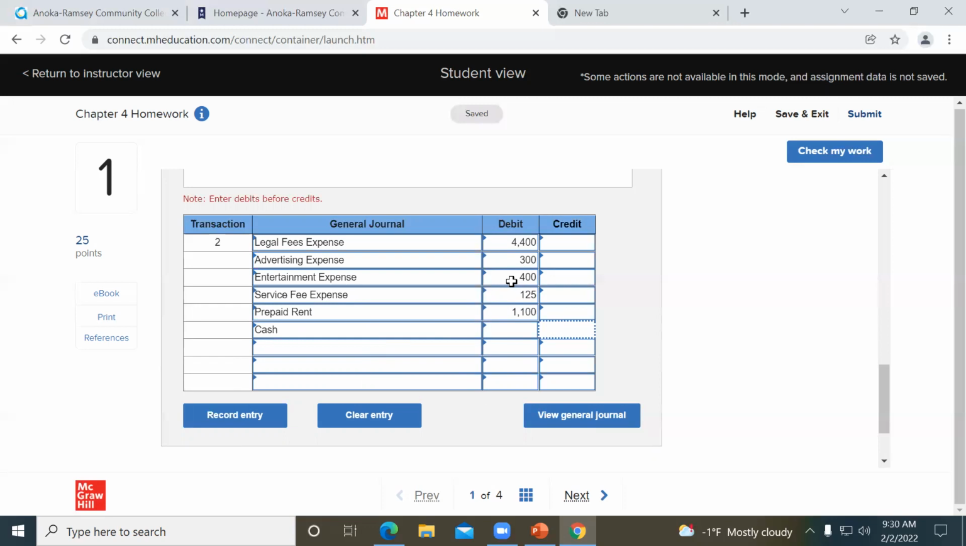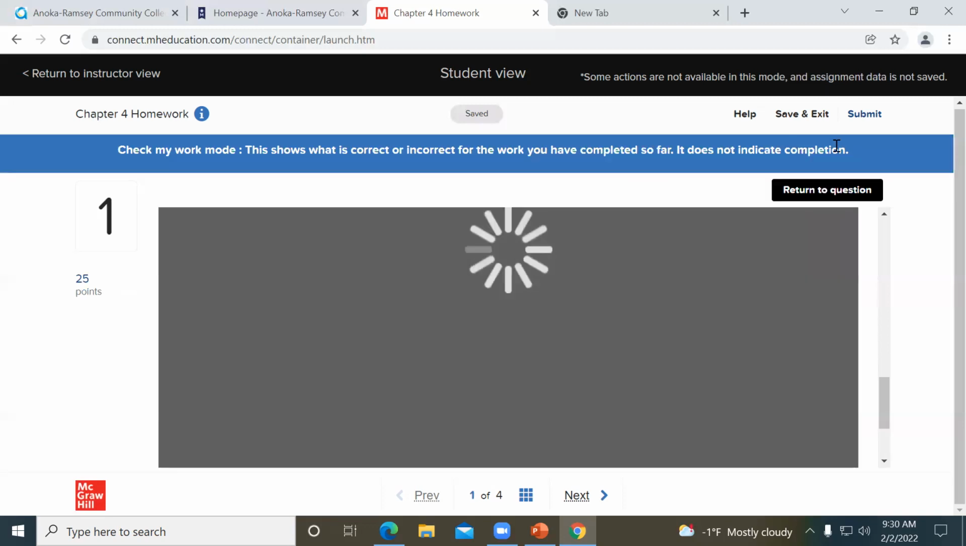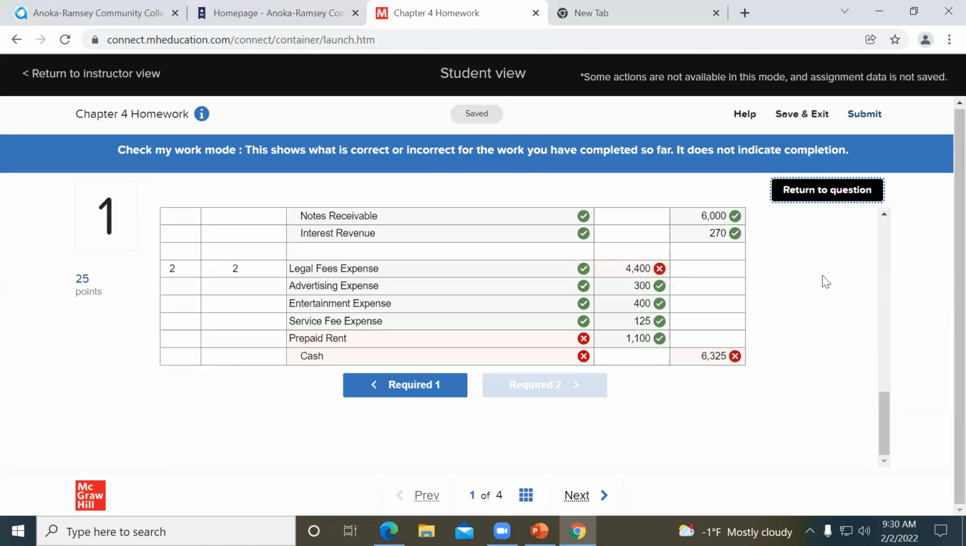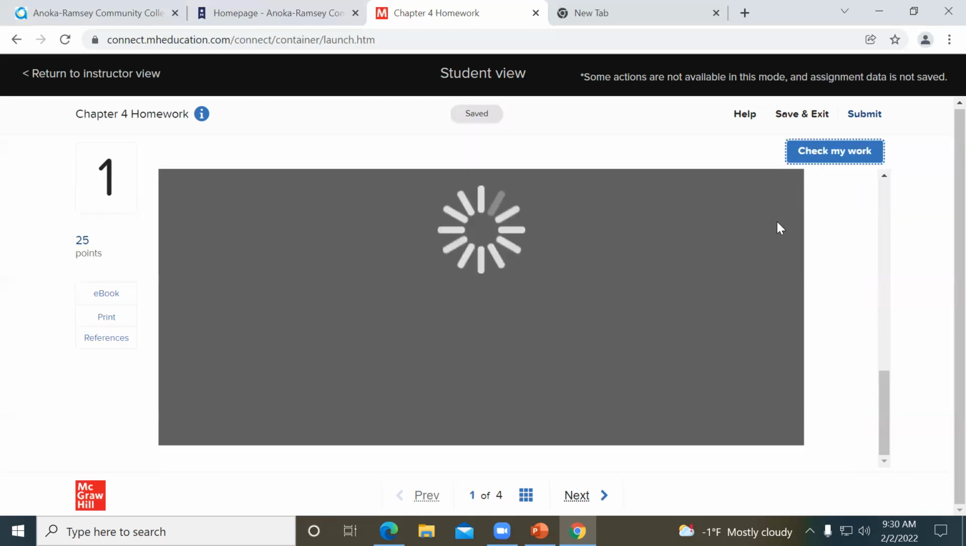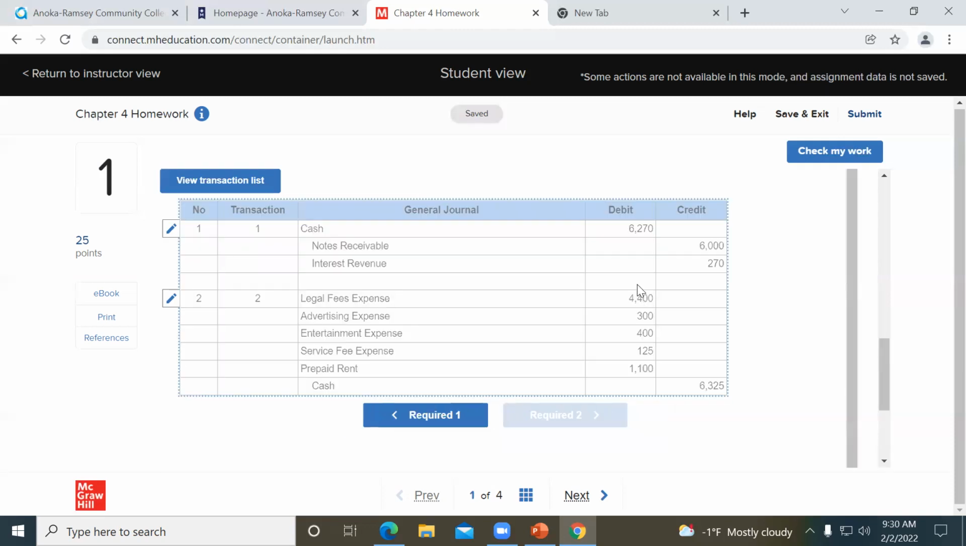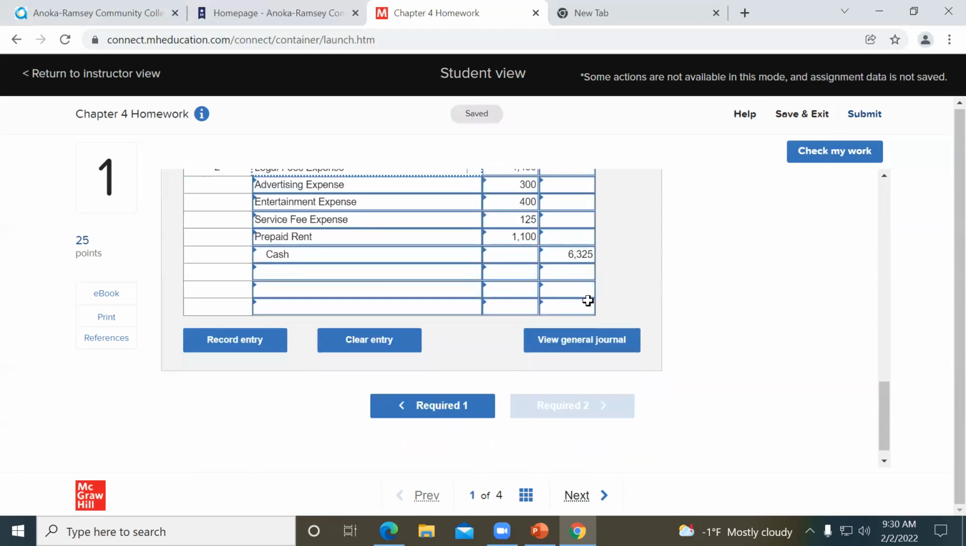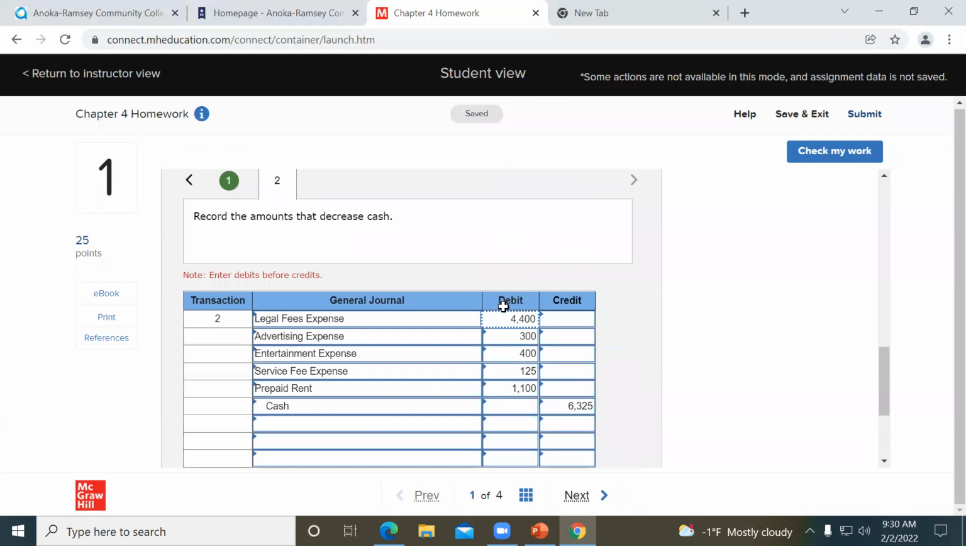$44.55, 59, 62, 63.25. See if I'm missing something. Legal fees expense must have been 4,000, not 4,400. 4,700. I'm sorry. And what else am I doing wrong? Isn't it supposed to be the rent expense? No, you don't. Thank you.